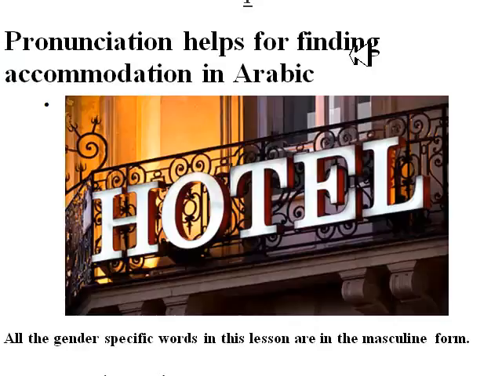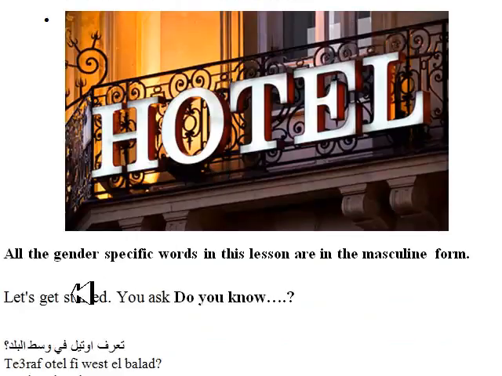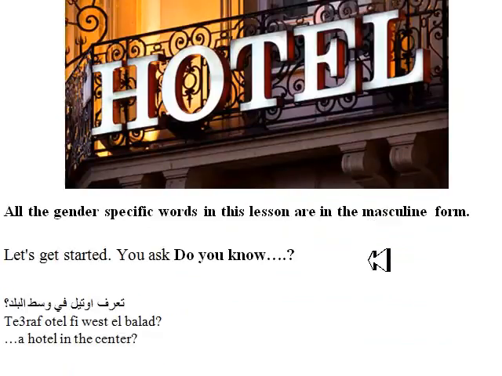So, as we said, we are going to give you pronunciation help for finding accommodation in the Arabic language. We have to know that all the gender-specific words in this lesson are in masculine form. We have to know this because conjugation with verbs and things like this will be different if we are going to speak about feminine or speak to a female. So let's get started.